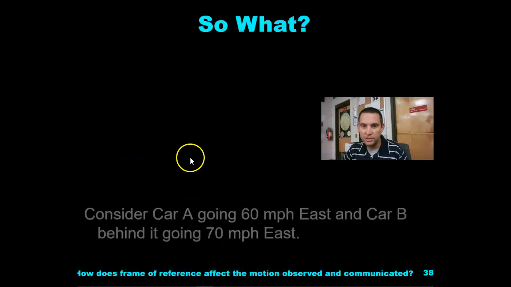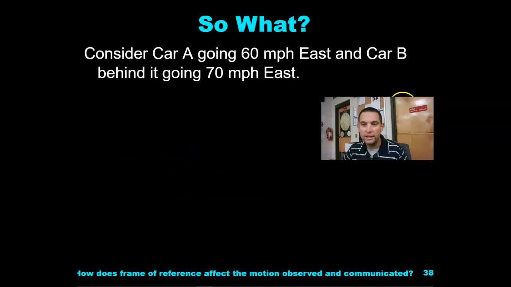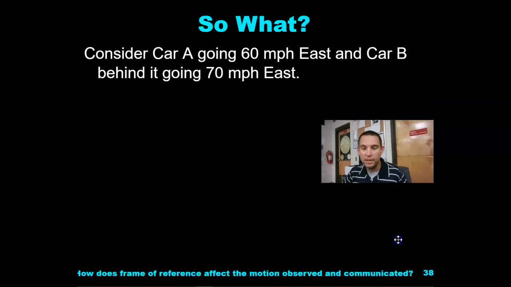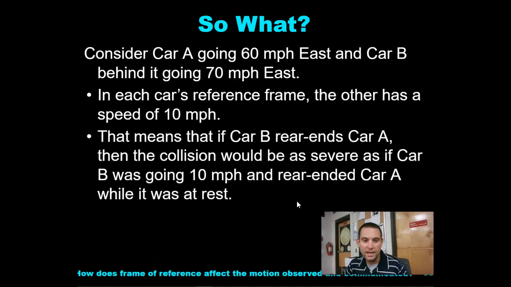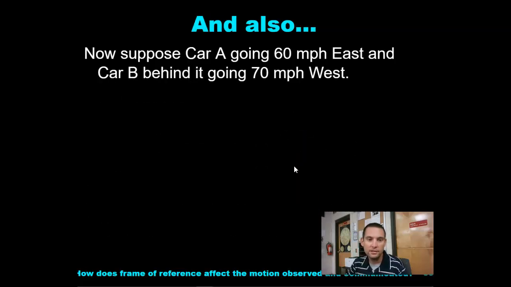How does this make problem solving easier? If we have car A going 60 miles per hour east and car B behind it going 70 miles per hour east, in each car's reference frame, the other has a speed of 10 miles per hour. That means if car B rear-ends car A, the collision would be as severe as if car B was going 10 miles per hour and rear-ended car A while it was at rest.